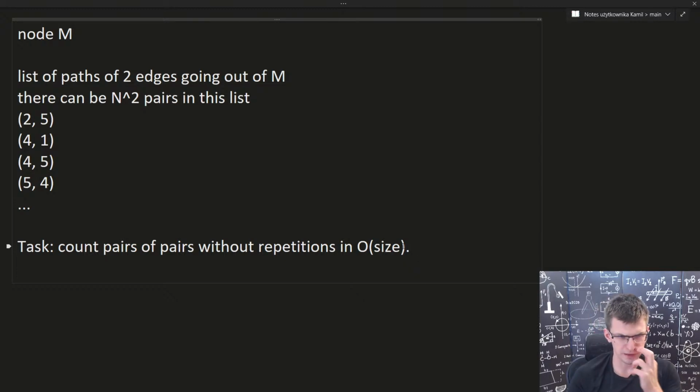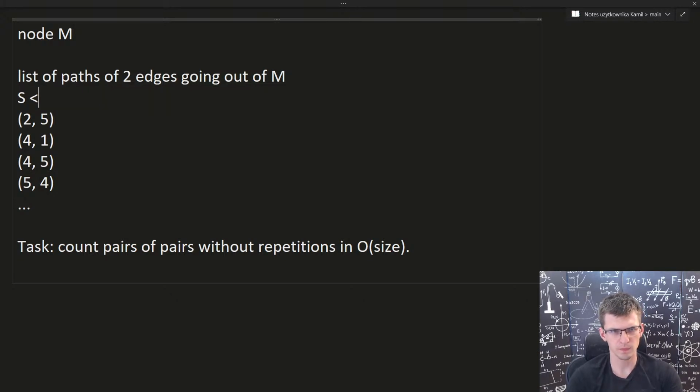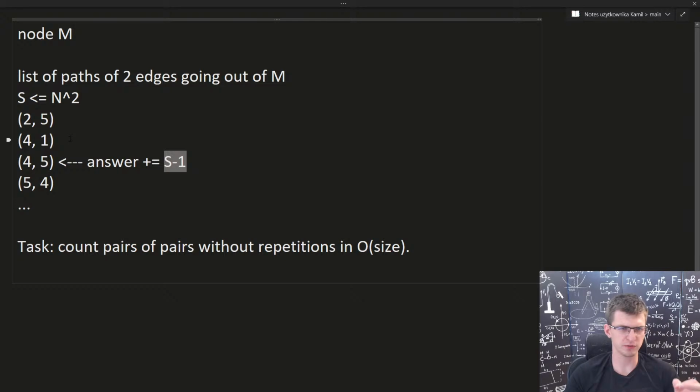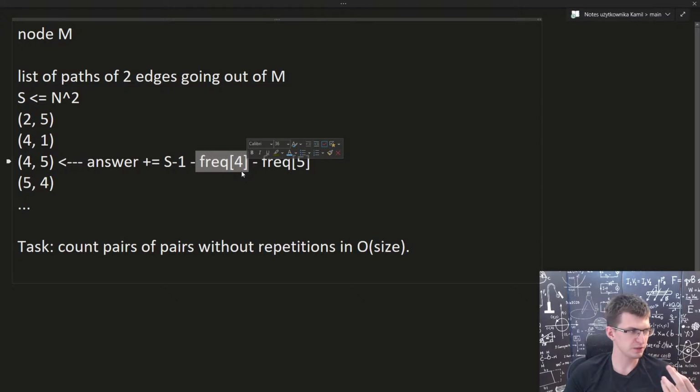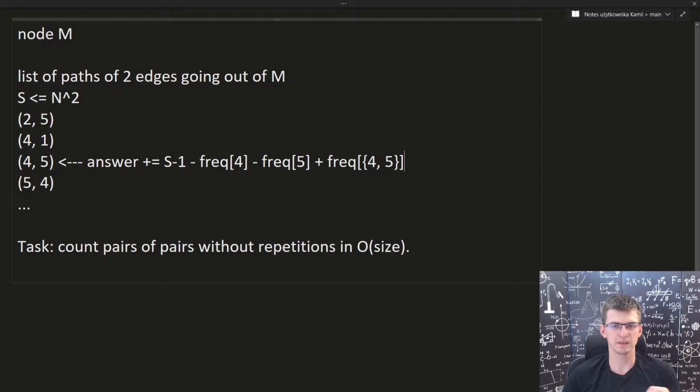Because the solution is something like this. For every element, let's say that the size of the list is S. S is the size of the list. And then for every such pair, we should say answer plus equal S minus 1. S minus 1 is the number of all the elements except for this one. Minus frequency of 4 and frequency of 5. Let frequency of 4 be the number of pairs with at least one element equal to 4. Then those with at least one element equal to 5. But then if there is another pair with both 4 and 5, we subtracted it twice, so we need to add it back. This is frequency of pairs 4, 5 exactly.